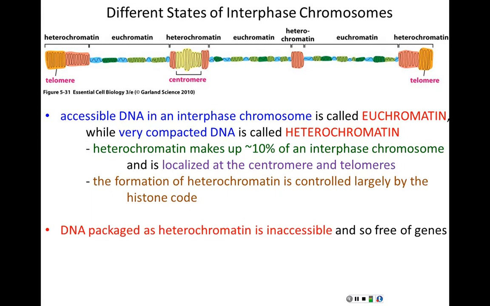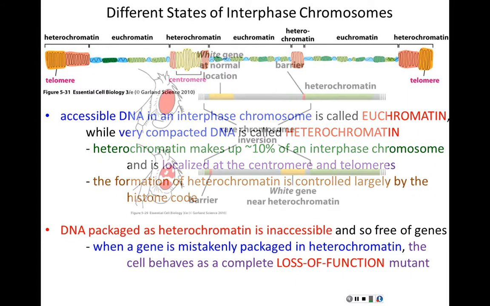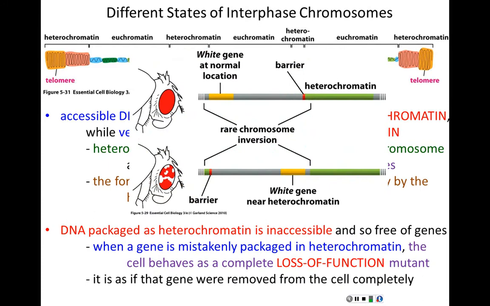DNA that's packaged as heterochromatin is inaccessible, so most of the time these regions are free of genes. It's very, very difficult to turn a gene on that's wrapped in heterochromatin. It's just too tightly compacted. Sometimes genes are very close to heterochromatin boundaries, and sometimes mistakes are made. Sometimes a gene can be mistakenly packaged in heterochromatin. When that happens, that gene becomes inaccessible, and that cell behaves as a complete loss-of-function mutant. In fact, it is as though that cell does not contain that gene at all anymore.